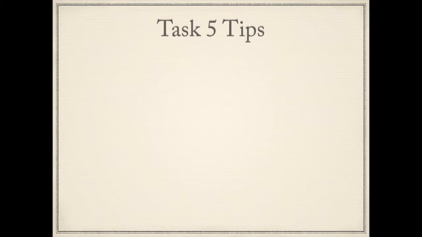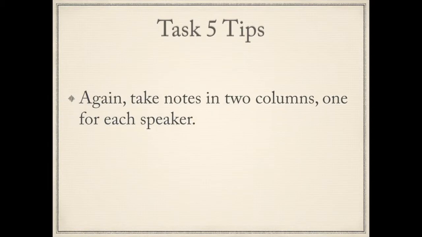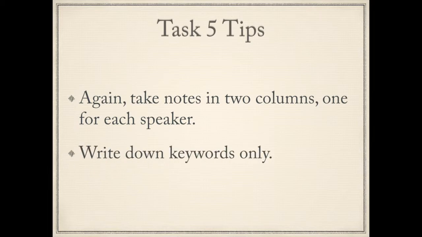So my suggestions for task 5, again, when you take notes, write them in 2 columns, 1 for each speaker. And then as the conversation progresses, draw a line between the 2 solutions. And I'll show you how to do this in the future. But when you're practicing, again, 2 columns, 1 for each speaker, because you already know that it's a conversation. Okay. Write down only the keywords.